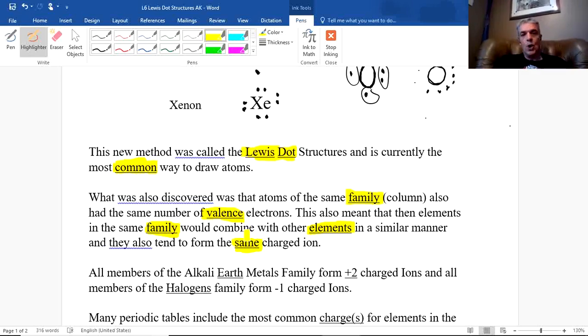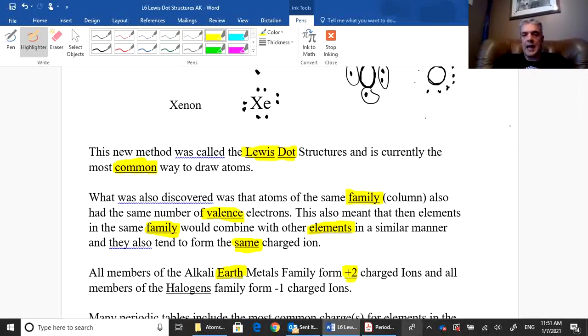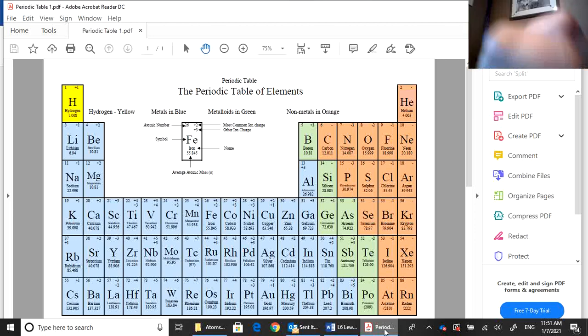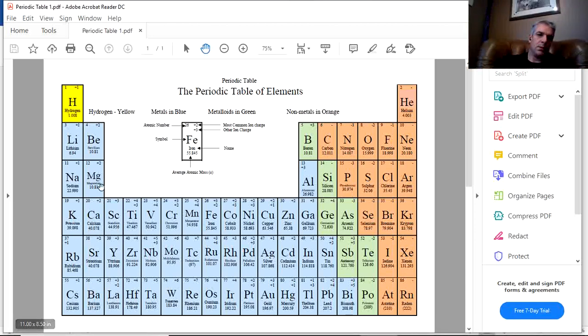Okay. So all members of the alkaline earth metals family form positive 2 charges. Okay, that is very common. If I look at the periodic table, these guys all here will form +2 ions because they have 2 electrons in their outer shell. And essentially what they do is they give them up. They say, well, let's get rid of them and we'll become a +2. Give away 2 electrons, you actually become positive. Okay, and let's take another look here.